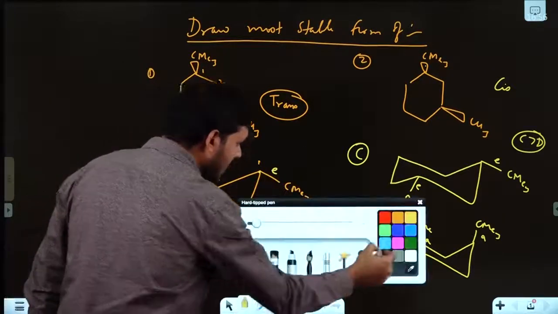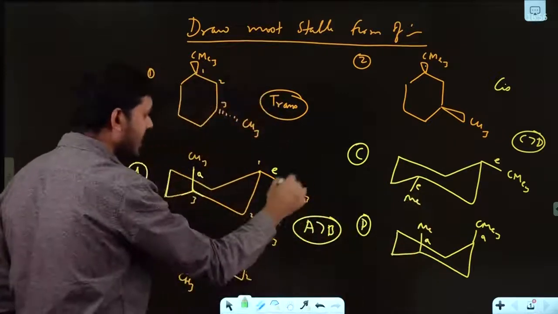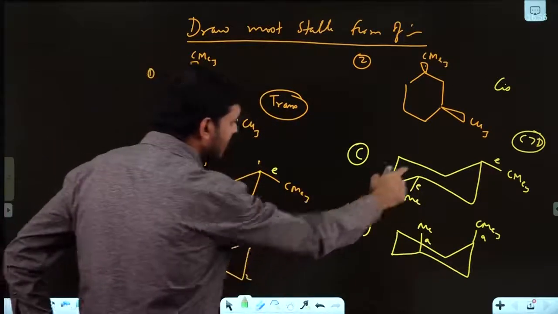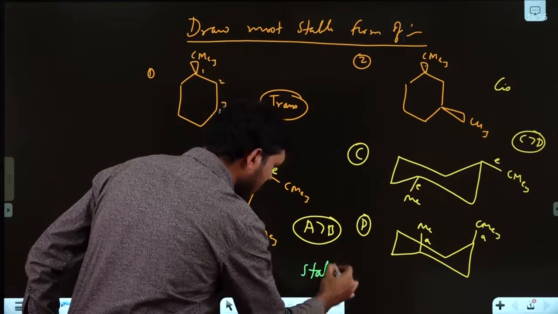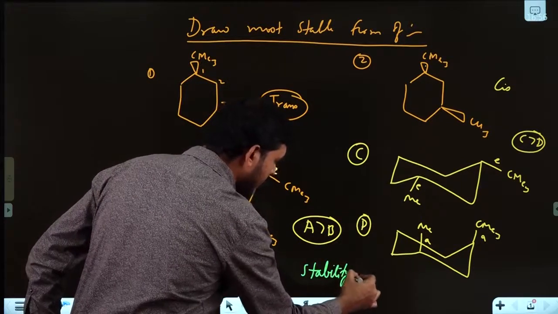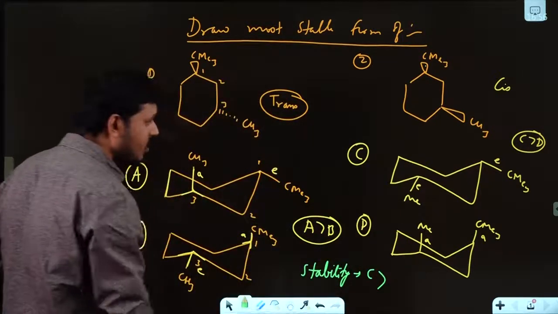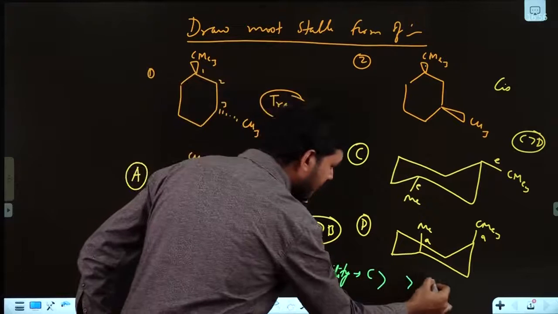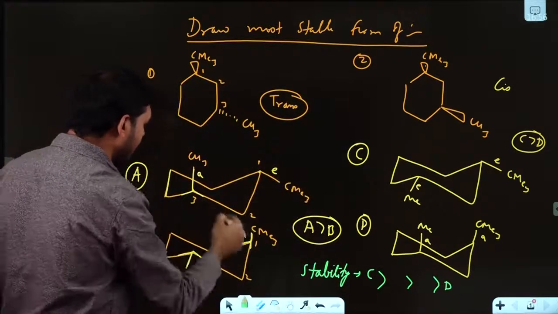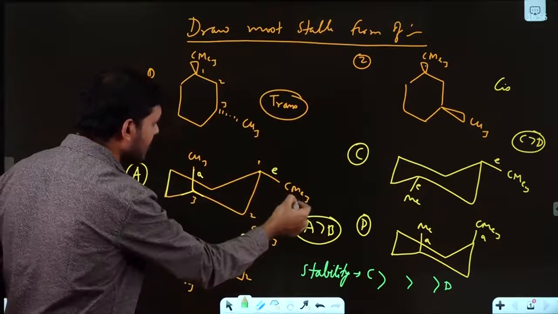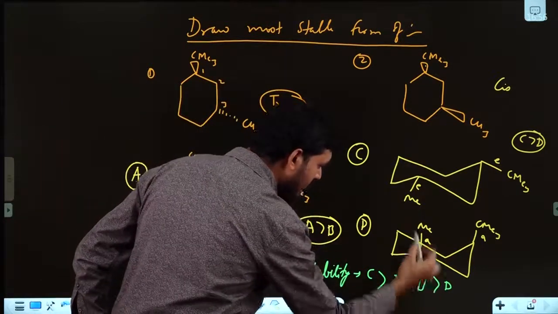So I can say that the order of stability among A, B, C, D will be: most stable C, because both are equatorial. Now both axial, this will be last, D. Now among A and B, EA, EA, but the more bulky group in the E position will be more stable. So this is A, then B.